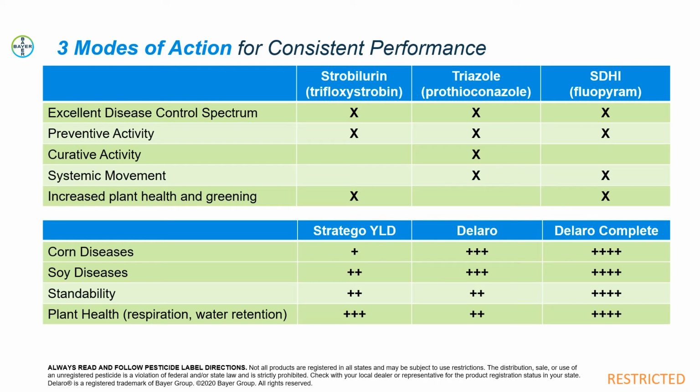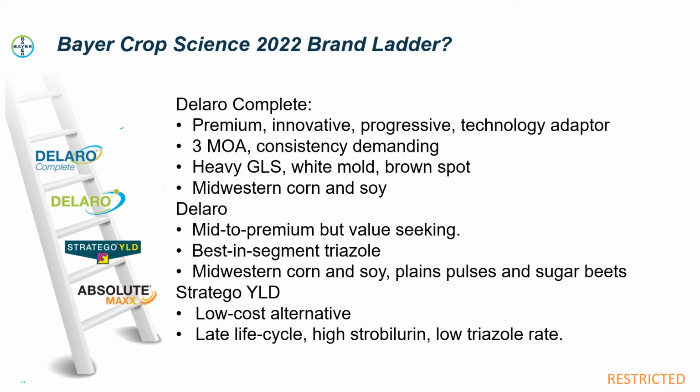And just looking at our brand ladder there, you can see Stratego Yield, DELARO, and DELARO Complete and their effectiveness in corn and soybeans. As we go up in active ingredient and we increase our number of modes of action, we get better activity on corn and soybean diseases, as well as standability and plant health. This is our brand ladder. I won't spend too much time on it, but an introductory into fungicides might be a product like Stratego Yield, which has 2 modes of action. DELARO has those same 2 modes of action, but a much higher rate of prothioconazole, so the best in segment as far as the triazole and curative activity. And then finally, DELARO Complete has all 3 modes of action, with SDHI included in the triazole and the strobilurin compound or brand called DELARO.